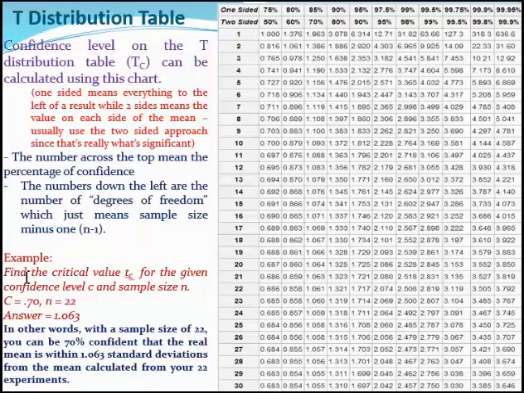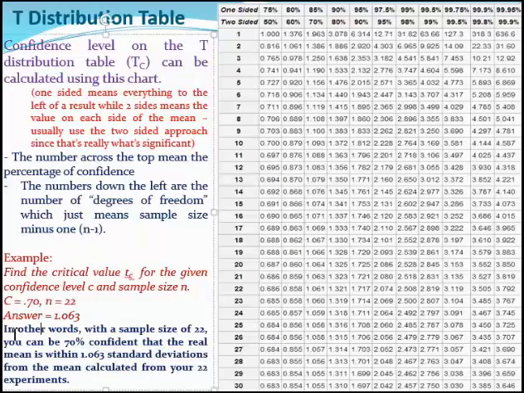Let's take an example. Find the critical value TC for the given confidence level C and the sample size n. We give you C is 0.70 and n is 22. We'll look at the two-sided. Unless you hear otherwise, you can assume it's a two-sided issue. So we look at 70, then go down to n minus 1. Now, n was 22, so n minus 1 is 21. And at 70 and 21, you can see the value right over here is 1.063, which is, of course, our answer.